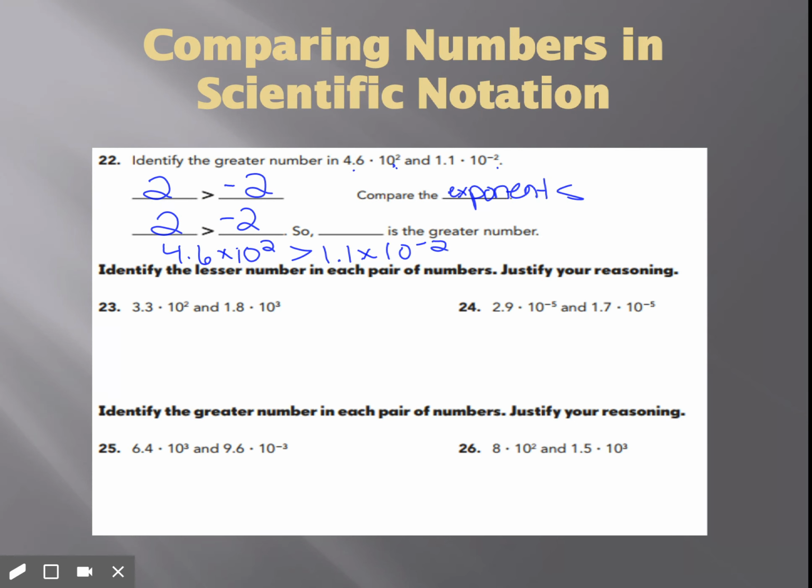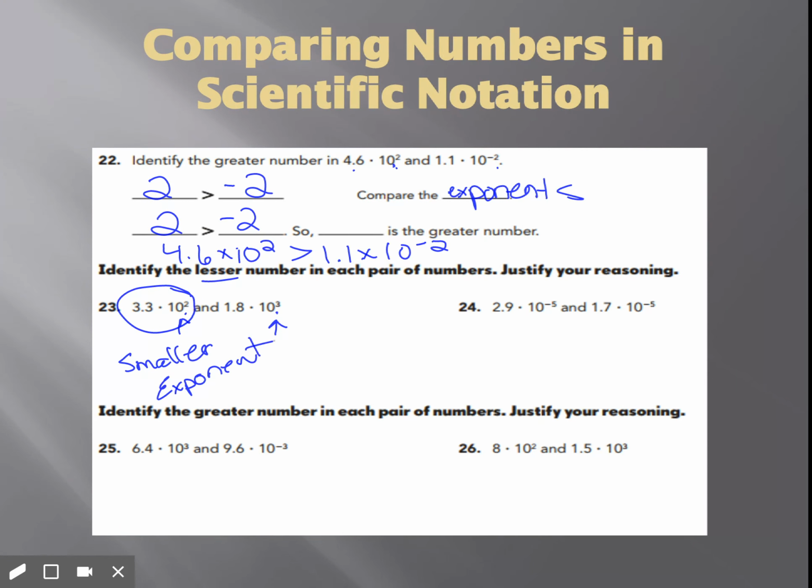Let's do number 23. Identify the lesser number, they're asking us. 3.3 times 10 squared and 1.8 times 10 cubed. So they're different exponents, so I'm just going to look at the exponents of 2 and 3. 2 is obviously smaller, so 3.3 times 10 squared is the lesser number because it has a smaller exponent. I'll just write smaller exponent because they do ask you to justify your answer.